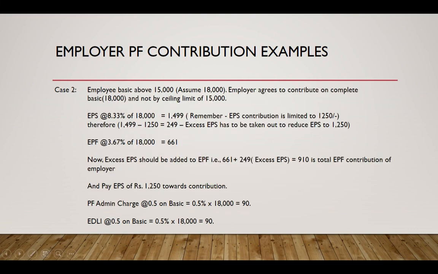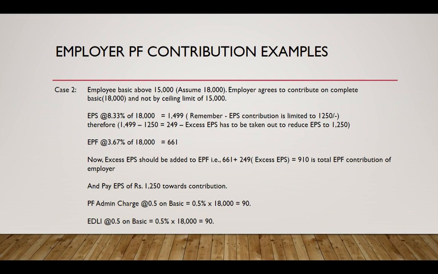Now let's talk about the second case where employee basic is above 15,000 and I assume it as 18,000 rupees for this example, and the employer also agrees to contribute on complete basic salary of 18,000 rupees and not limiting his contribution on basic of 15,000. Now let's talk about the calculation part. So the EPS at 8.33% of basic amounts to 1,499 rupees, and if we remember, the law requires that the EPS amount should not exceed more than 1,250 rupees.